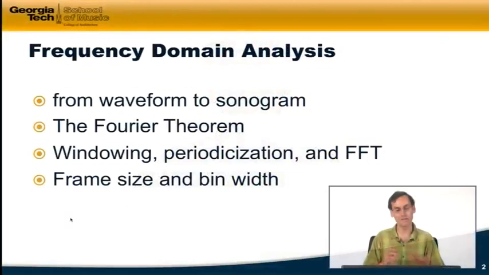So we're going to talk about how we get from the waveform to sonogram and the role that the Fourier theorem plays in that. We're going to talk about how we work around the limitations of the Fourier theorem through a process of windowing, periodicization, and fast Fourier transform in order to take any sound that we might want to look at and represent it as a sum of a series of sine waves. And we'll talk about some implications of this algorithm in terms of particularly two parameters of it, frame size and bin width, that we need to think about very carefully as we're configuring it, because they have some serious implications in terms of what we get as a result.